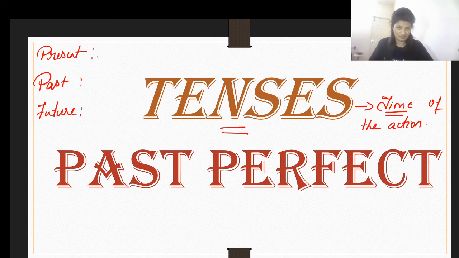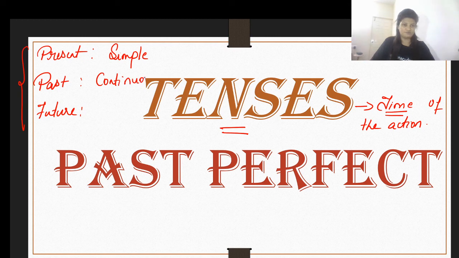Present speaks about the actions that are happening at the moment. Past speaks about completed actions. Future speaks about those actions which are yet to happen. But these 3 timelines are further divided into 4 more: number 1, simple. Number 2, continuous. Number 3, perfect. And number 4, perfect continuous.